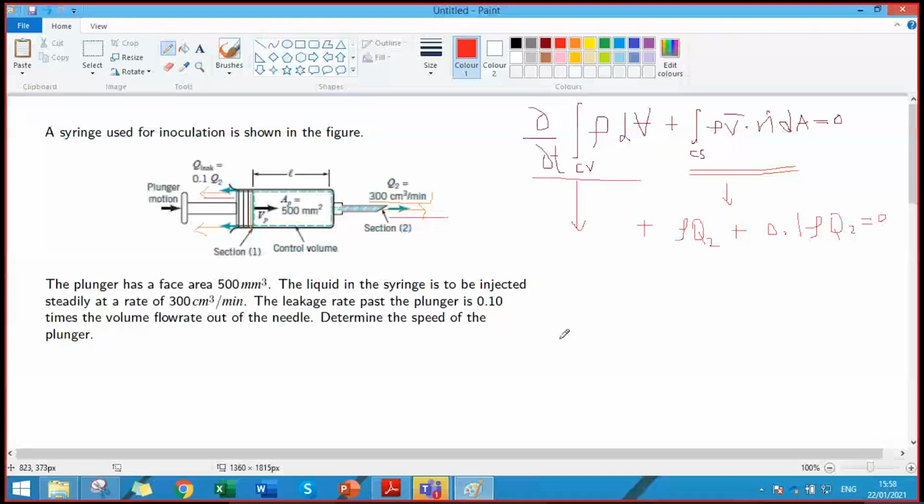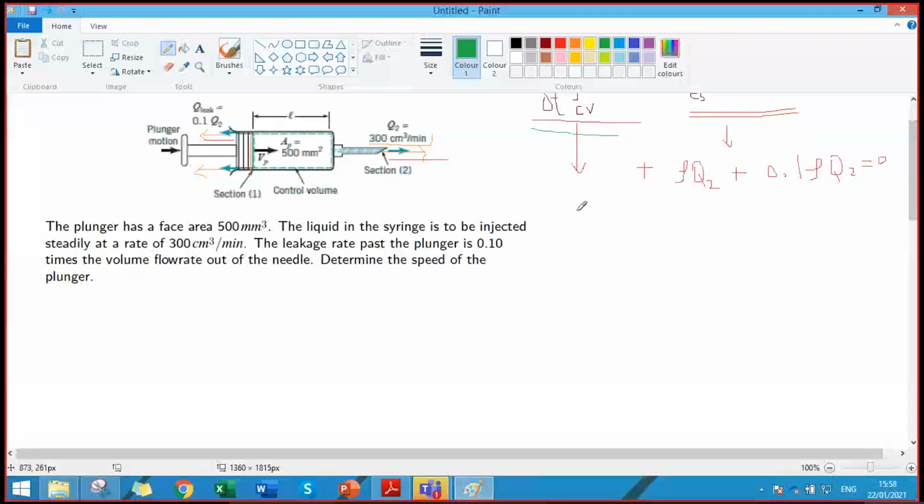ठीक है, समझ आ गई? Yes, sir. Now we evaluate this term, the first term. First we consider the integral, just the integral, not the derivative for the timing. Integral control volume rho dV. If density is considered constant or fixed, or this flow is incompressible, then we can write this integral as rho integral control volume 1 dV, right?